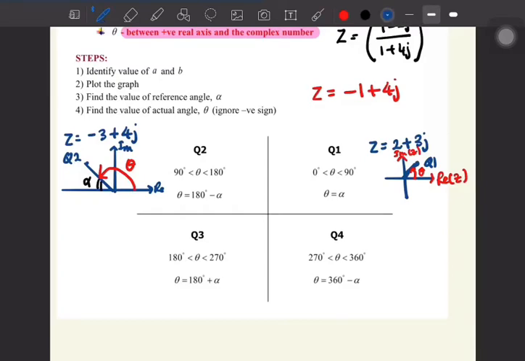Let's take a look at quadrant 3 here. Let's say you have z equals negative 3 minus 2j. When you plot, you will have negative 3 somewhere here and negative 2 somewhere here. So the complex number lies in the third quadrant, which is here.